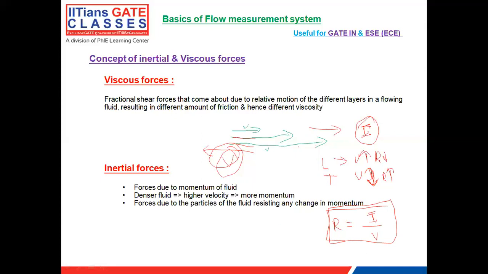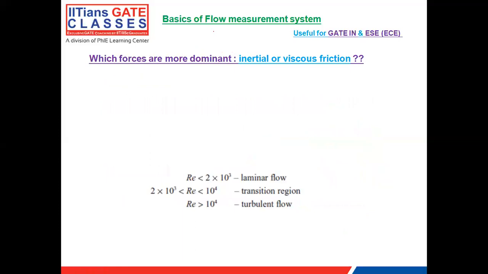Here you see which forces are more dominant, inertial or viscous. When the Reynolds number is less than 2 into 10 to the power 3, this is laminar flow; in between is transition flow; and when it is more than 10 to the power 4, this is known as turbulent flow. Okay, so let's stop here for the time being, and we'll see in the next lecture.